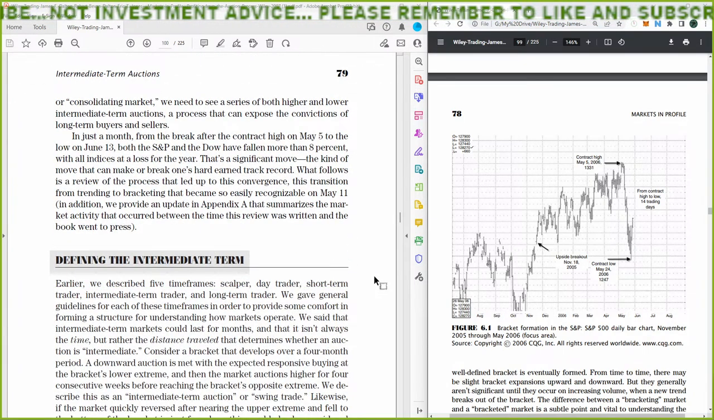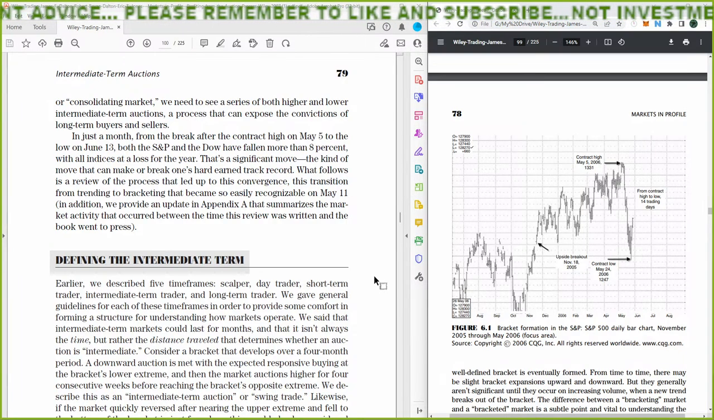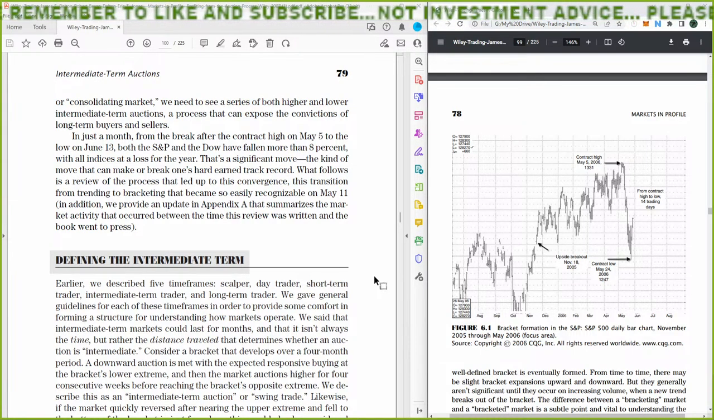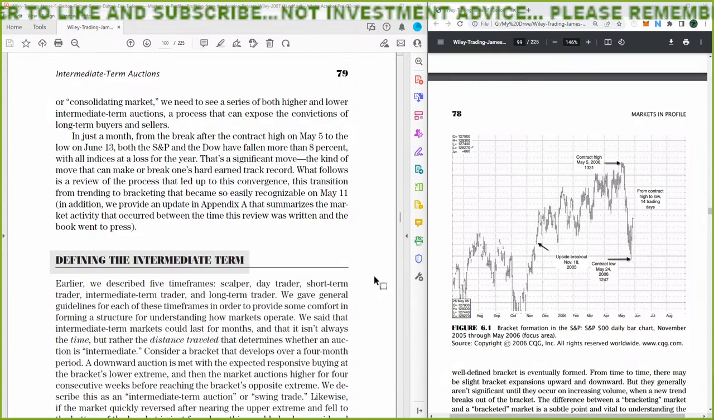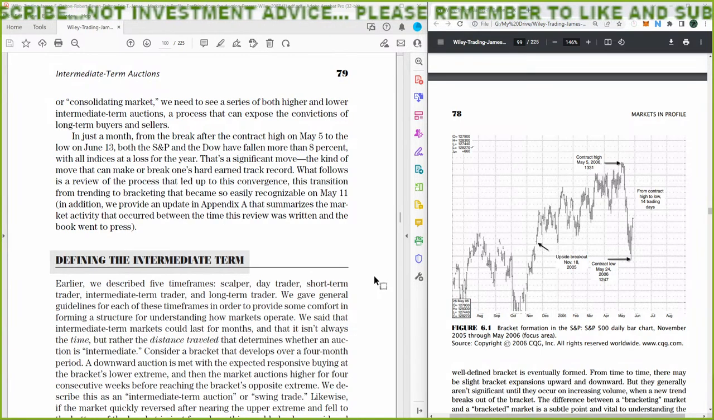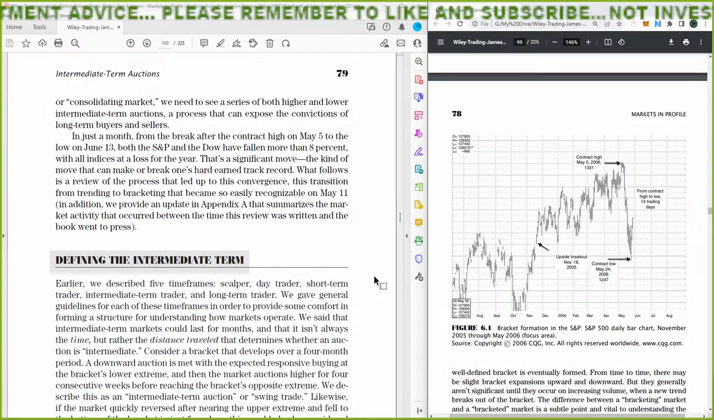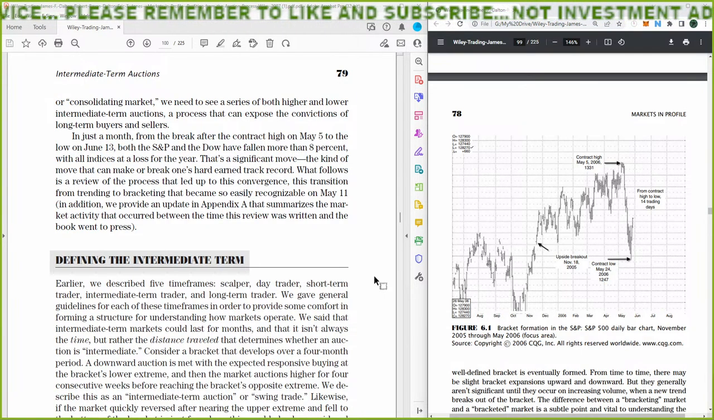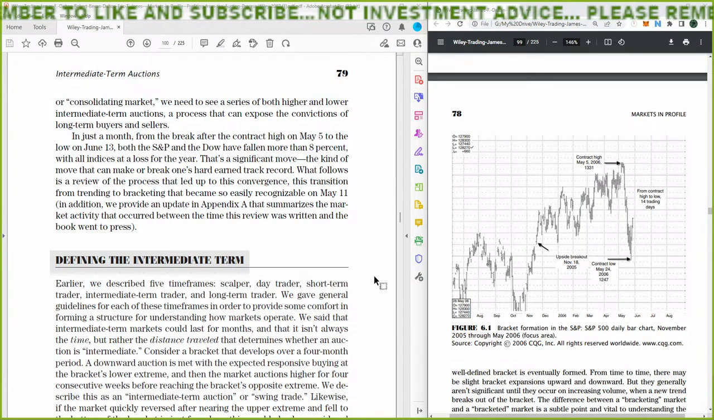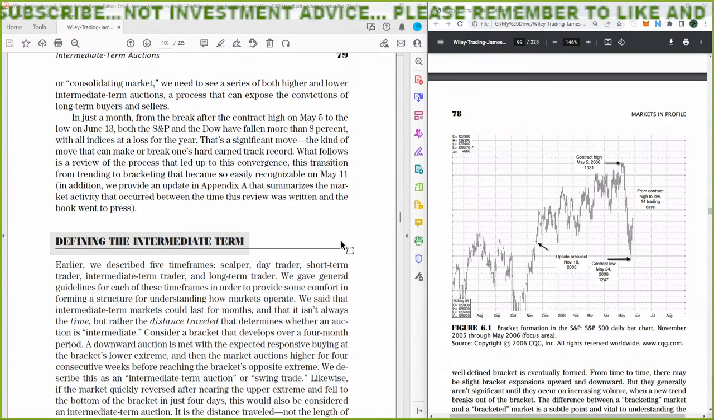In just a month, from the break after the contract high on May 5th to the low on June 13th, both the S&P and the Dow have fallen more than 8%, with all indices at a loss for the year. That's a significant move, the kind of move that can make or break one's hard-earned track record. What follows is a review of the process that led to this convergence, the transition from trending to bracketing that became so easily recognizable on May 11th. In addition, we provide an updated Appendix A that summarizes the market activity that occurred between the time this review was written and the book went to press.